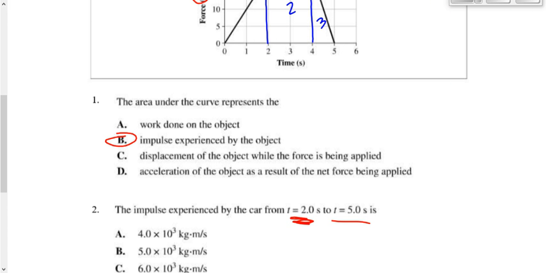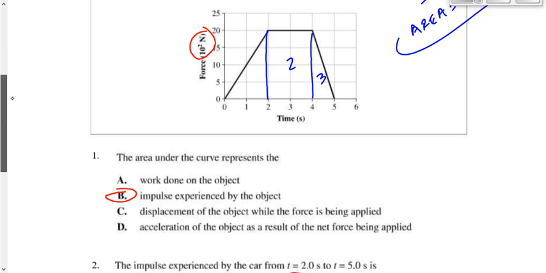The impulse from 2 to 5 seconds. Not the total impulse, but the impulse from 2 to 5 seconds. And then answer that. Okay, don't give me the total impulse. Give me the impulse from 2 to 5 seconds. All right, to do that, we've got to find this area.